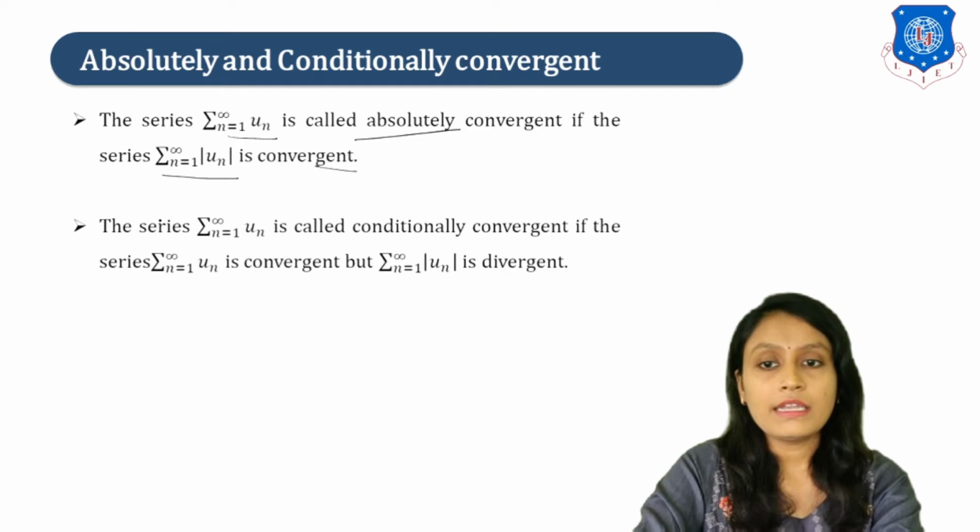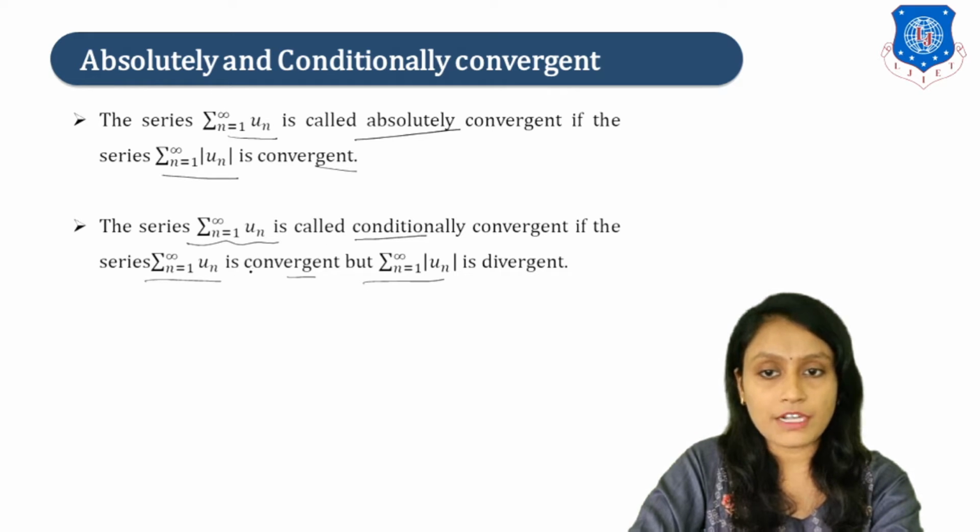Next, the series Un is called conditionally convergent if the series Un is convergent but the series mod Un is divergent. So whenever we have this type of condition, that is series Un is convergent but the series mod Un is divergent, then we can say that this series Un is conditionally convergent.